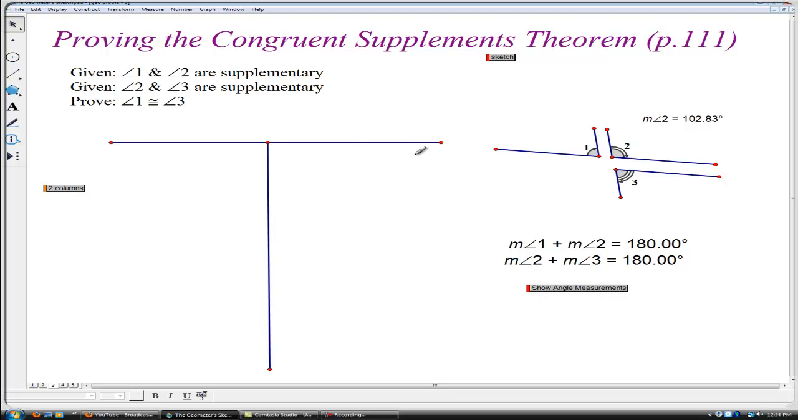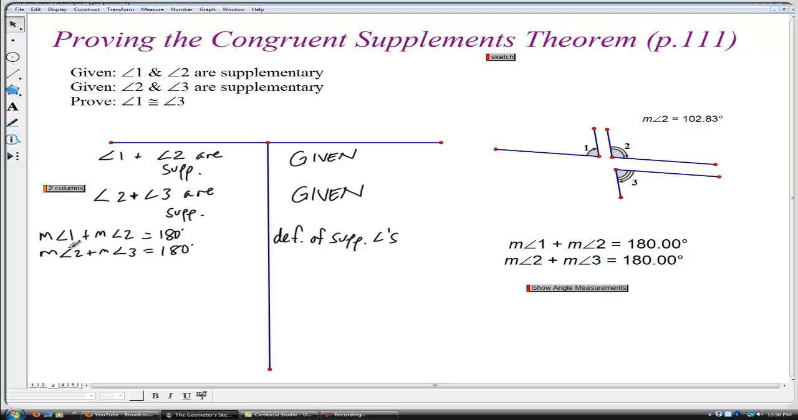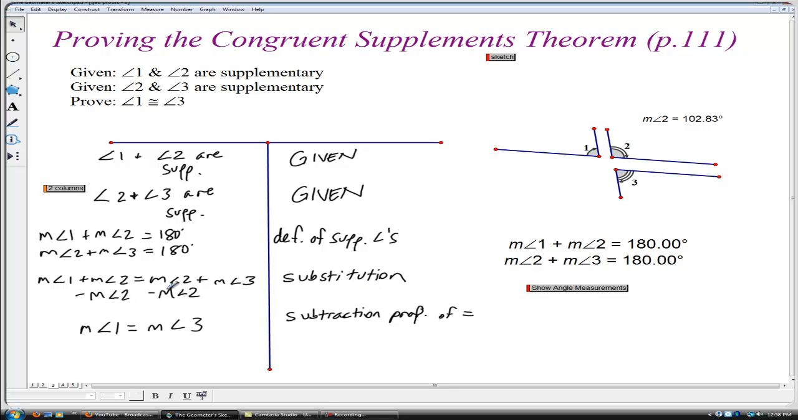Alright, let's get started. State the givens. We can start to do some abbreviations as we get accustomed to different words and definitions and theorems. The sum of angle 1 plus angle 2 is 180. The sum of angle 2 plus angle 3 is 180. Definition of supplementary angles. Since 180 degrees equals each sum, we can conclude that the sums equal each other. Substitution. Subtract the measure of angle 2 from both sides. Subtraction property of equality. And since the measure of angle 1 now equals the measure of angle 3, then angle 1 is congruent to angle 3. That's the definition of congruence. And again, we have proven our conclusion.